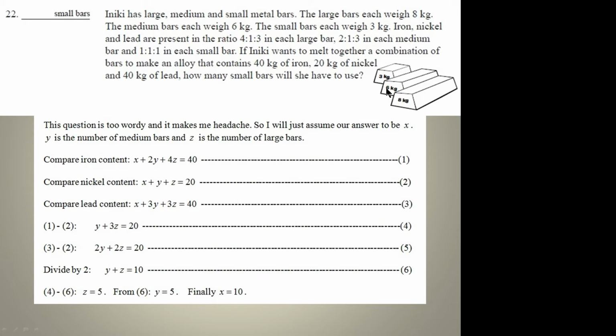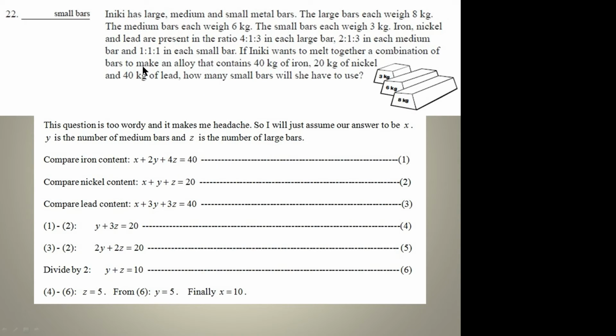We assume that the number of medium bars will be y, and the number of large bars is z. So here we have x, y, z. We have three numbers, but we only need to find x. That's okay. We give those three numbers names, so we will use them to find some relation.